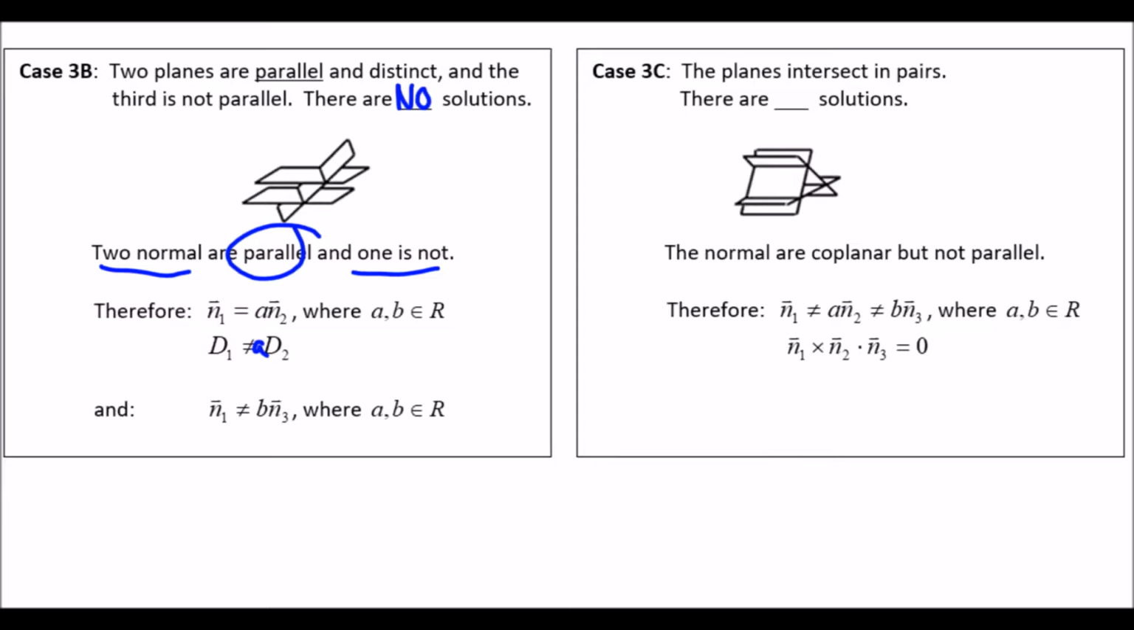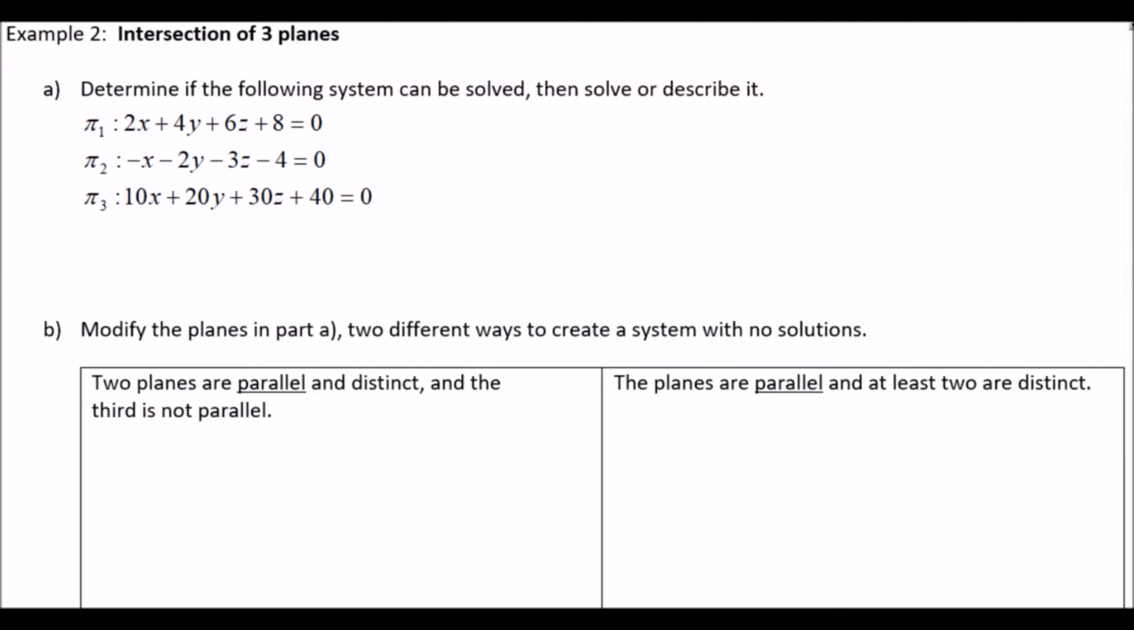Case 3c. The planes intersect in pairs. So I've really got 1, 2, 3, but there is no common one here. So here again, no solution. They are coplanar, but not parallel. So they are coplanar. So if you cross 2 normals and dot it with a third, they're equal to 0, but you can see they are not parallel. All right, Mr. Wills, that's a lot to remember. So here we go. Let's attack a few here.